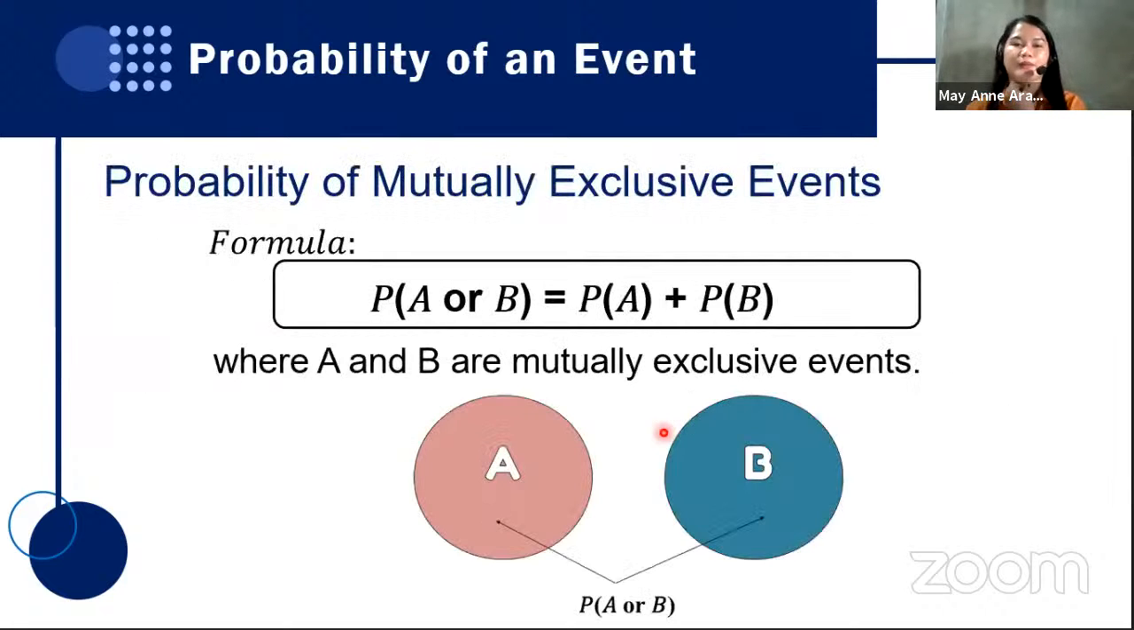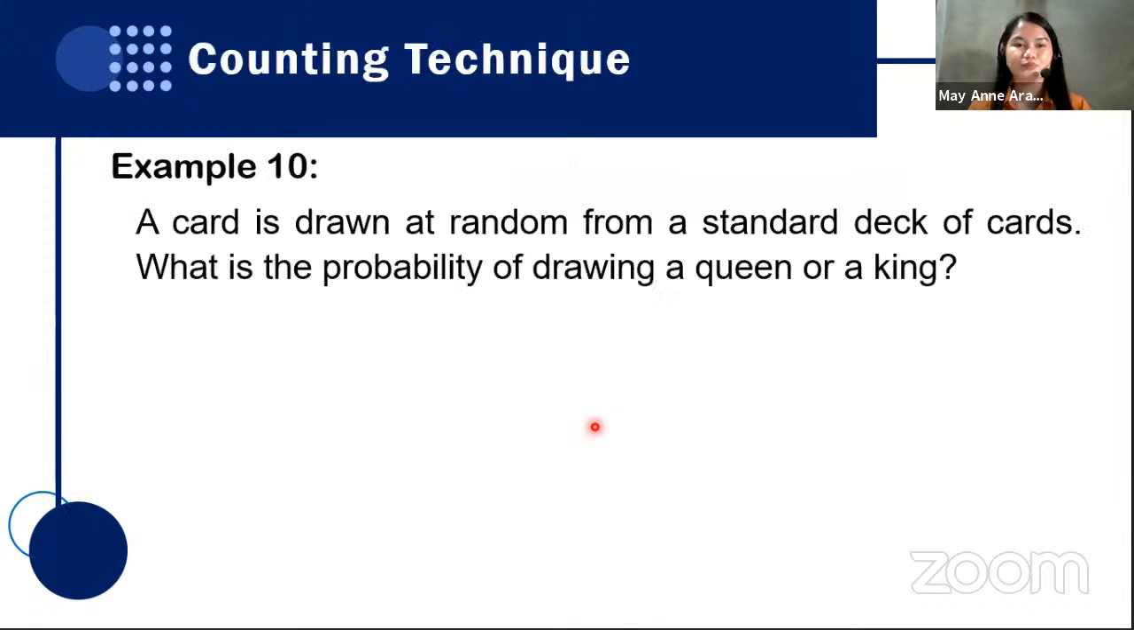Example na tayo ng probability. Probability of mutually exclusive events. If you need to solve for the probability of A or B and they are mutually exclusive, all you have to do is add the probability of those two simple events. That is probability of A plus probability of B. Example: a card is drawn at random from a standard deck of cards.